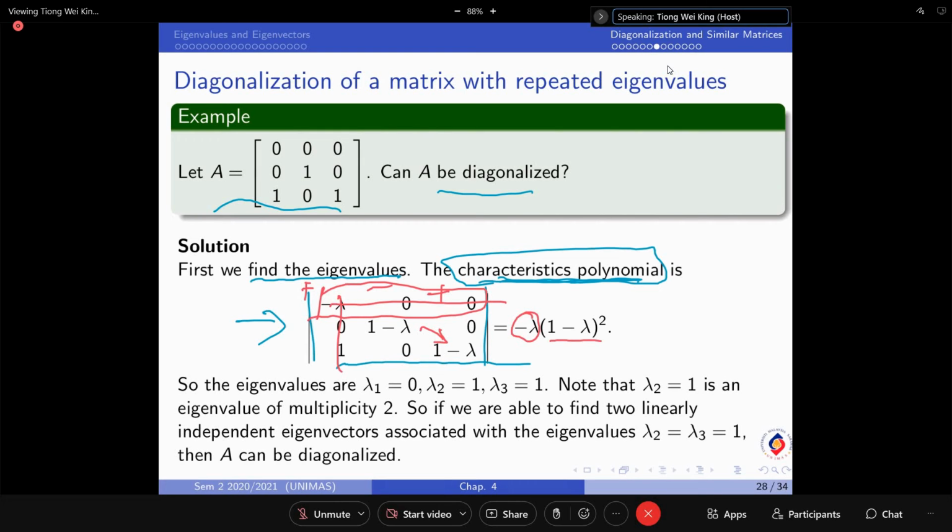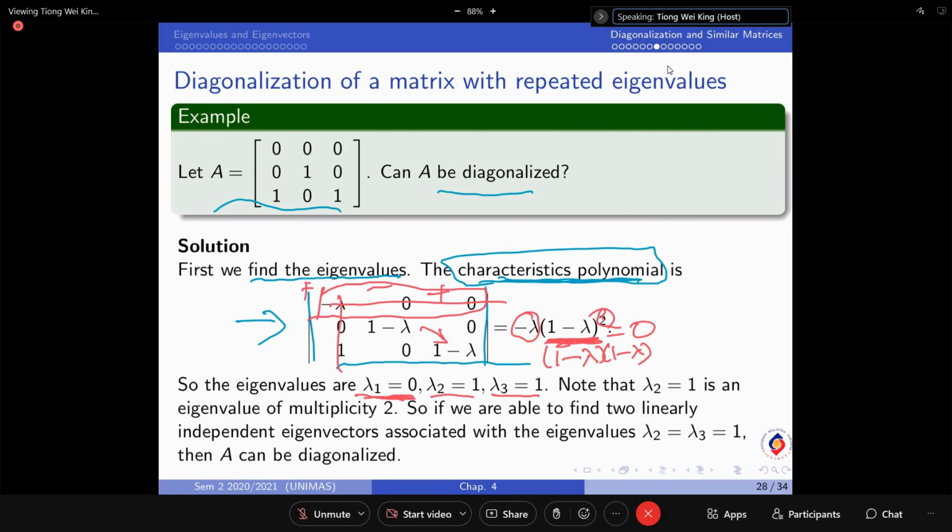So from here, we have 3 eigenvalues. The first one equals 0. Remember, we have it equal to 0 here. So the first lambda equals 0. The second and third lambda come from here. Even though it is squared, it means lambda 2 equals 1 and lambda 3 equals 1, because in full, this is actually (1 minus lambda)(1 minus lambda).